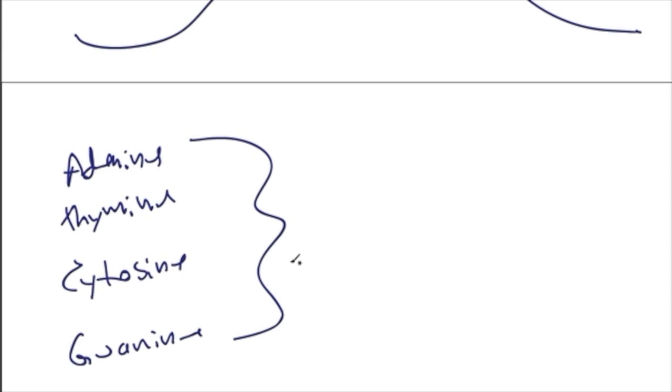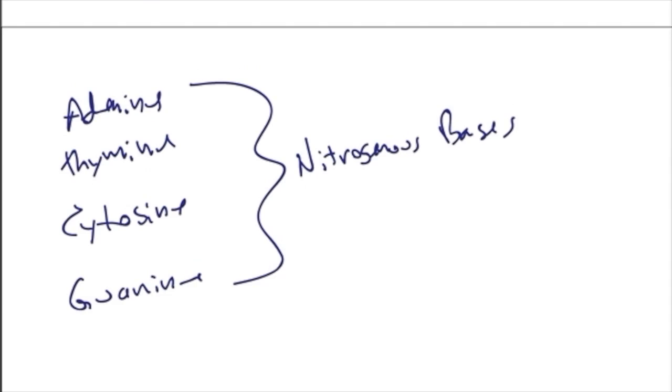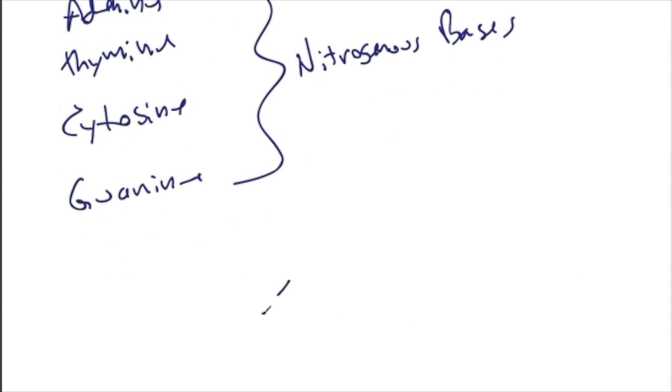They're purines and pyrimidines. That's a good answer, but more specifically, they're nitrogenous bases. Sometimes they're just referred to as the bases. And in RNA, thymine is replaced with uracil. Exactly.